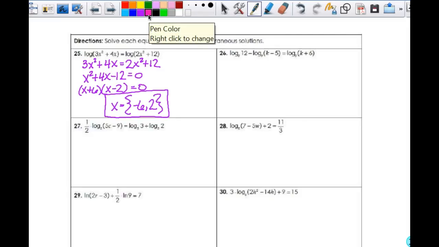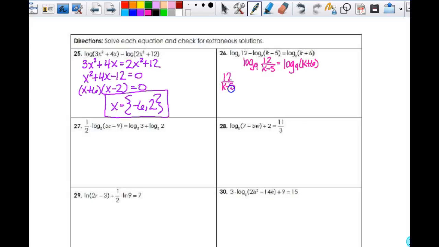So over here, I do not have a single log on both sides, so I have to condense logs before I can use my one-to-one property. And I get log base 9 of 12 over k minus 5 equals the log base 9 of k plus 6. Okay, so now I have a single log on both sides with the same base, so I get 12 over k minus 5 equals k plus 6.